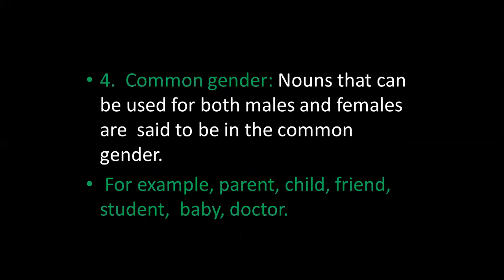The next kind of gender is common gender. Nouns that can be used for both males and females are said to be in the common gender. For example, parent, child, friend, student, baby, doctor. These are the nouns which can be used for both males and females. Therefore, it is known as common gender. So, four kinds of gender: masculine, feminine, neuter, common.